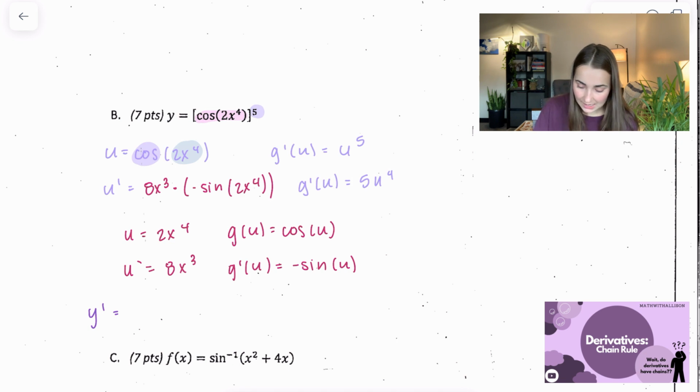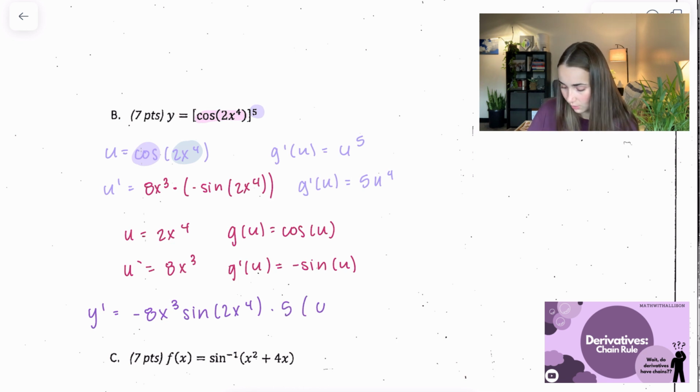So here, remember when we want to find the actual derivative, so y prime, we take our u prime, and I can go ahead and move that negative to the outside. So negative 8x cubed times sine of 2x to the power of 4 times 5, and now I'm going to replace u back in. So cosine of 2x to the power of 4 all to the power of 4. Again, I suggest leaving that. If you wanted to, you could always multiply the 5 times the negative 8, and so we would have a negative 40 out there, but you don't have to if you don't want to.